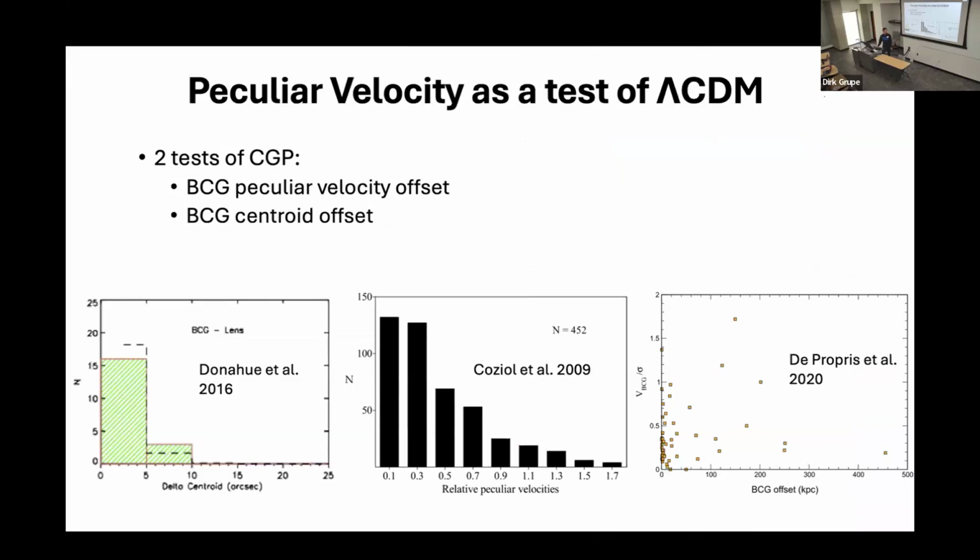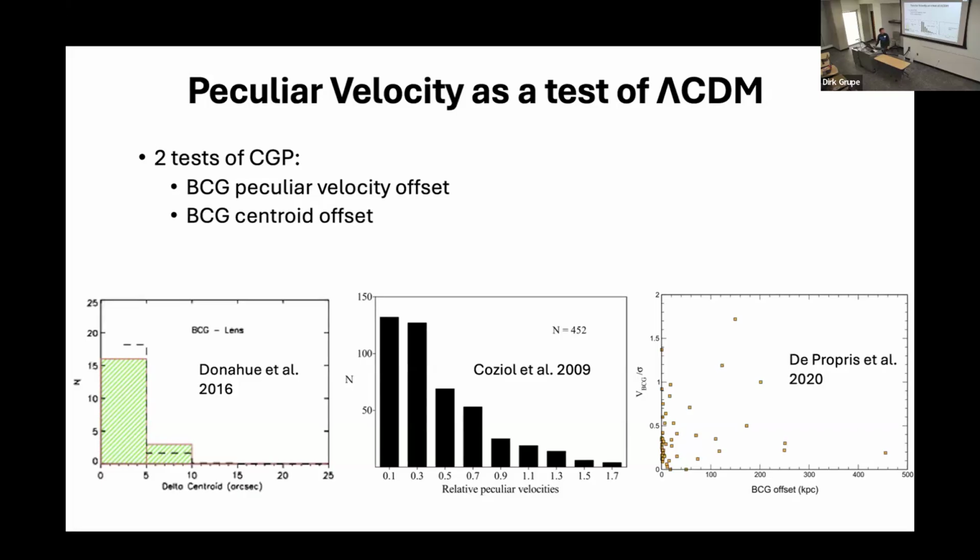So that last slide, I kind of talked about what we're investigating and why it is interesting, but now we're going to go into how we can actually do that. There are two methods to test this idea of BCG centrality, which I'm going to be calling the central galaxy paradigm or CGP. One way is to test whether or not the BCG is in motion with respect to the cosmic recession of the cluster, which we will characterize as the BCG peculiar velocity, how much it's moving relative to the cluster and the cluster's frame of reference.